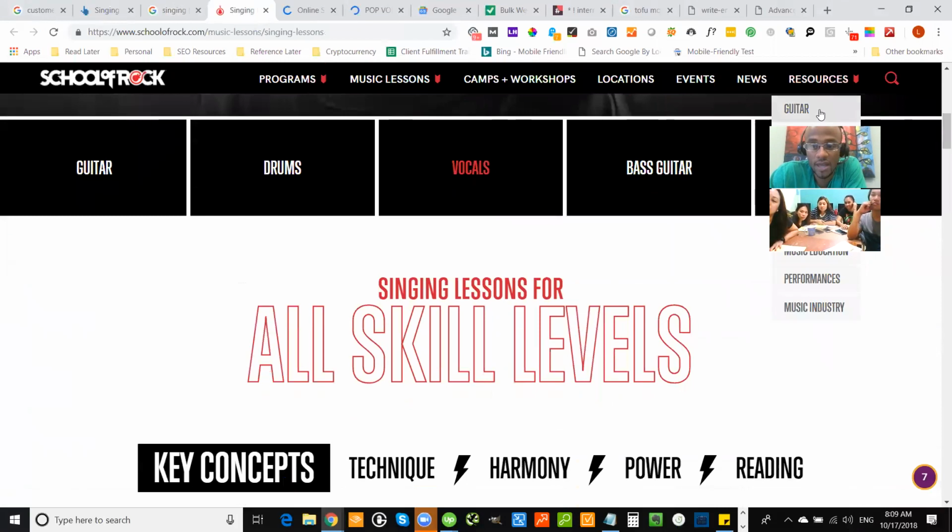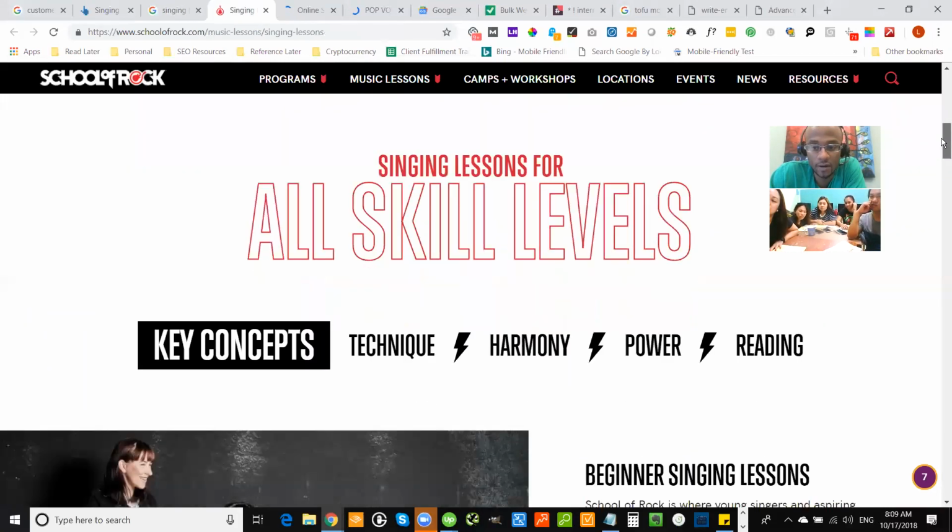Well, first, since we're targeting vocals, we can see here on their page, they're talking about key concepts. They're talking about technique, harmony, power, and then they're also talking about reading music. So the way you would use that information, these are all subtopics that you might want to cover in your article about singing lessons, right? Because if you cover all of these topics, it allows you to be very thorough when you're writing your content.